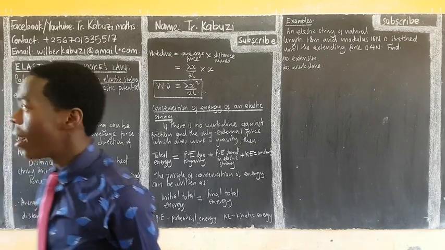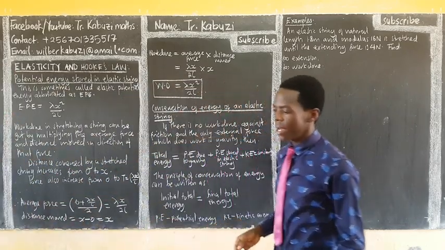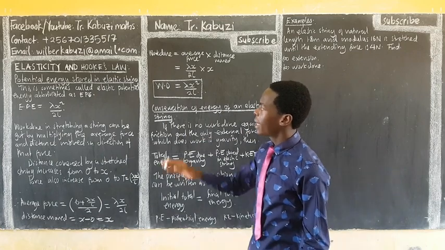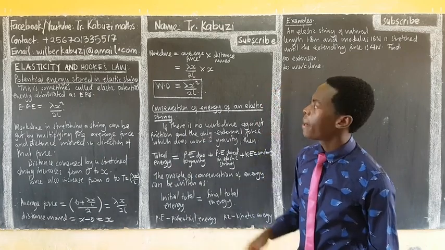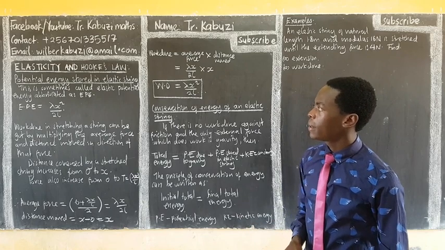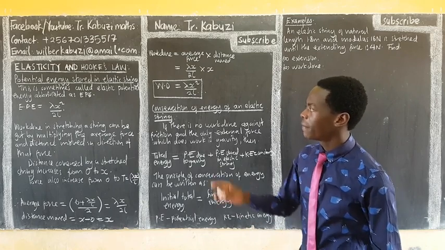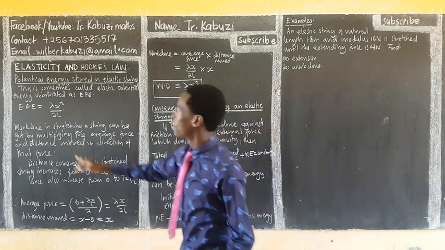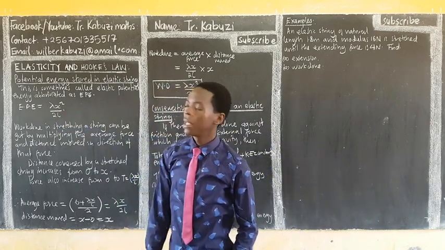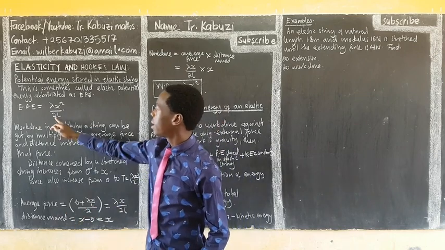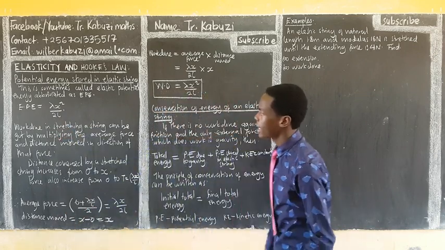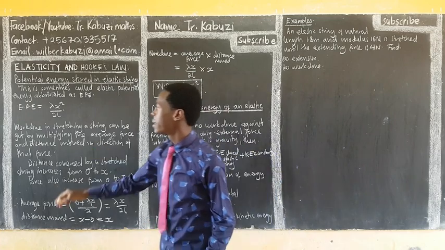Let us see now the potential energy stored in an elastic string. This is sometimes called elastic potential energy, abbreviated EPE, and it's given by lambda x squared over 2L: we square the distance that we stretch the string, then divide by 2L. Where is that coming from?